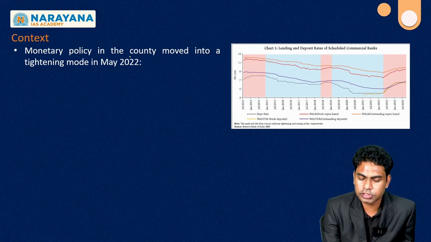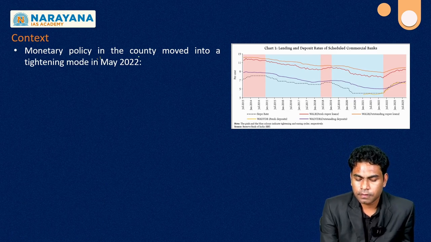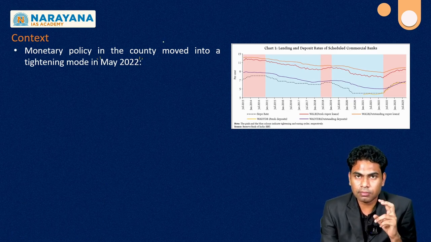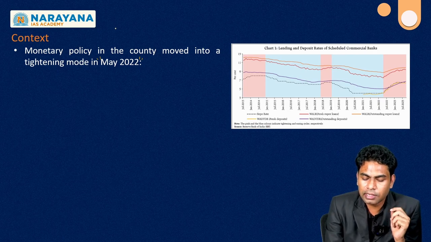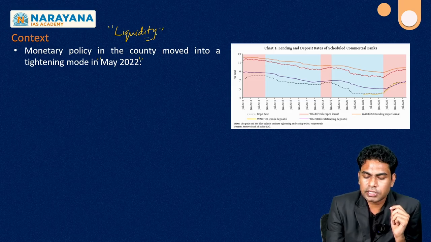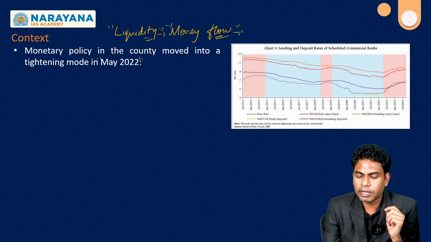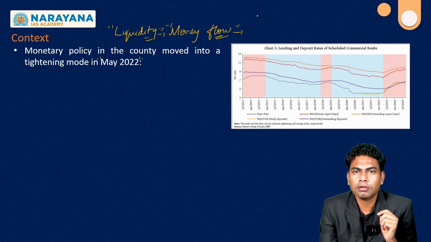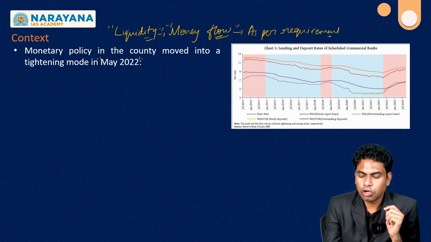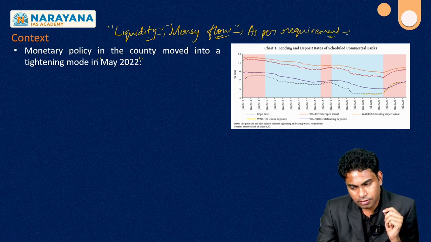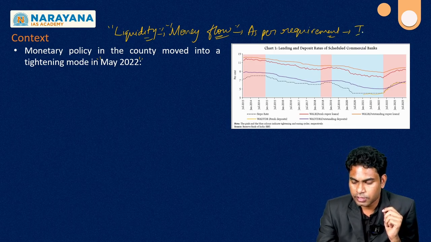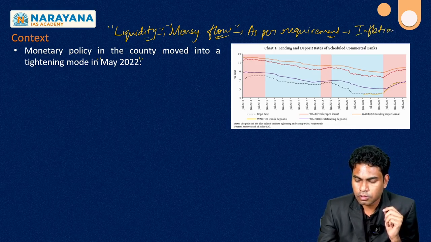The context is monetary policy. The country is in a tightening mode. Tightening mode means we are trying to tighten the liquidity. Liquidity is nothing but money flow in the market. We are trying to see that the money flow in the market is as per the requirement of the market. Or else what happens is we could witness inflation or reduction in inflation rate.